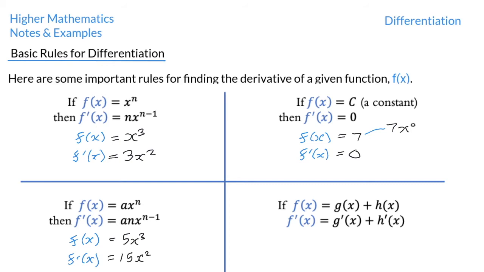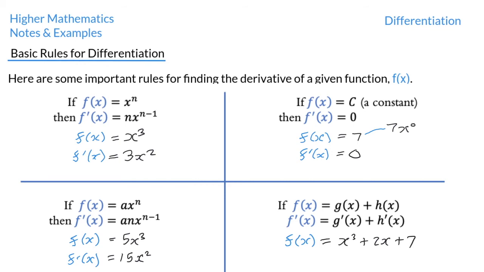And the last rule that's going to be important in this particular video is if f of x is g of x plus h of x, then we can actually differentiate those one by one. So what we're saying then is if f of x happens to be something like, let's have x cubed again, so f of x equals x cubed plus 2x, and then maybe plus 7.